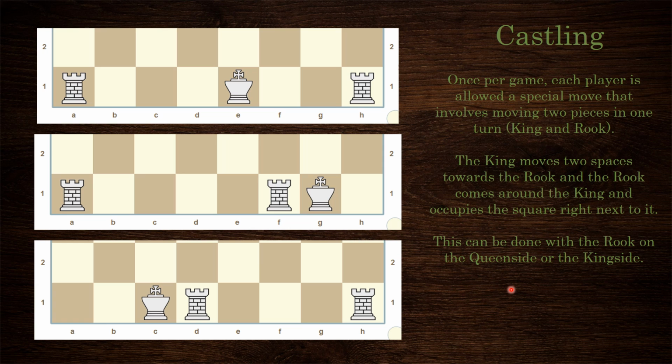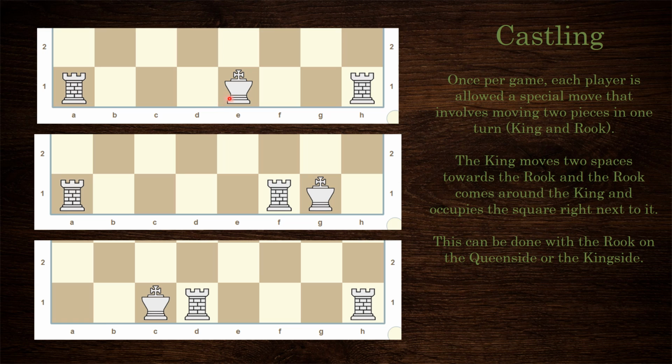This can be done with the rook on the queen side or the king side. When we say queen side, if this chessboard involved all the pieces here, the queen would be here. The queen side is files A through D, and the king side is considered files E through H. So this is the king side of the board and the queen side of the board.